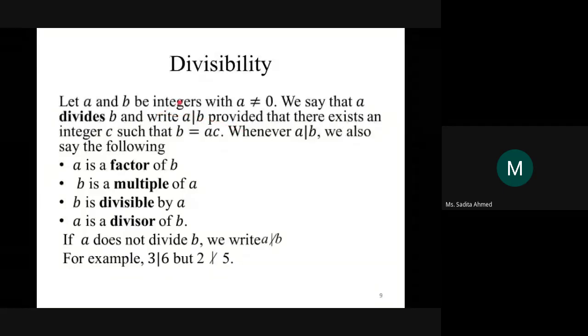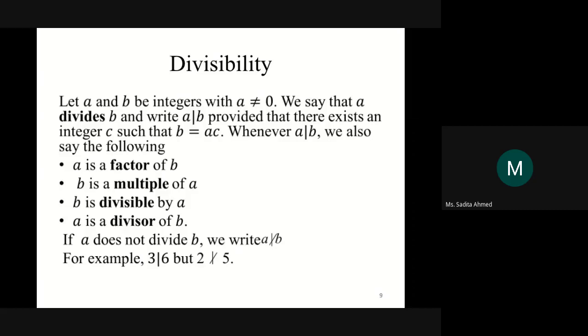Now, first we'll talk about the idea of divisibility, because we'll be trying to use induction in order to prove the divisibility of some term. All right, that the fact that some term is divisible by some other term. For that, let's just talk about what we mean by divisibility.